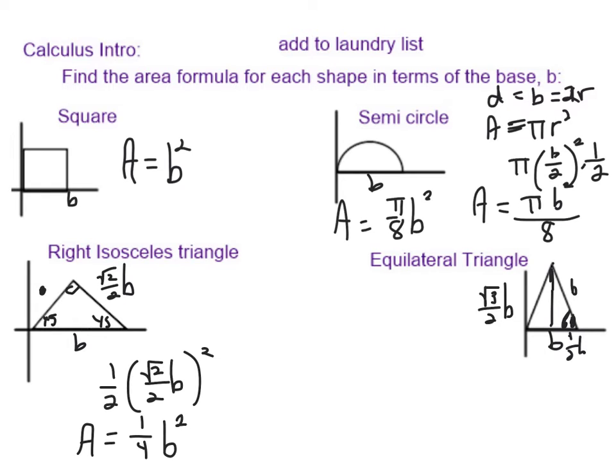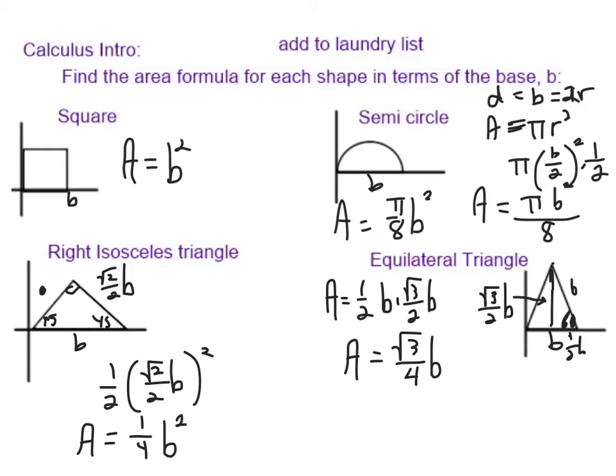So to find the area, this right here is the height, so the area is one half base, that's B, times the square root of 3 over 2 times B, the height. And if I tighten that up, I get square root of 3 over 4 B squared. So there are my four area formulas on known shapes for cross sections.